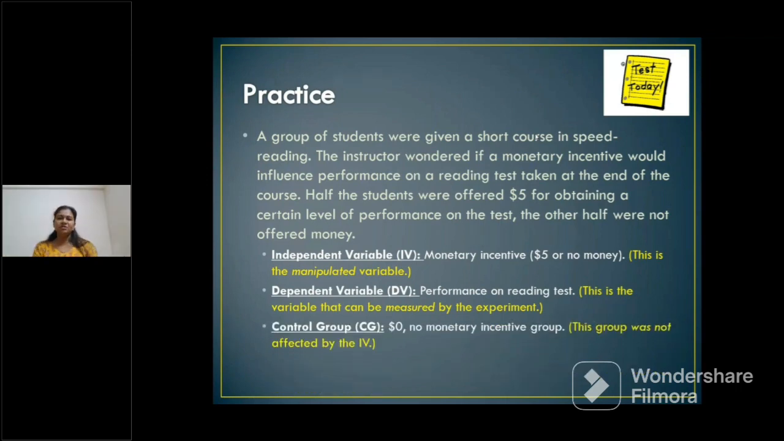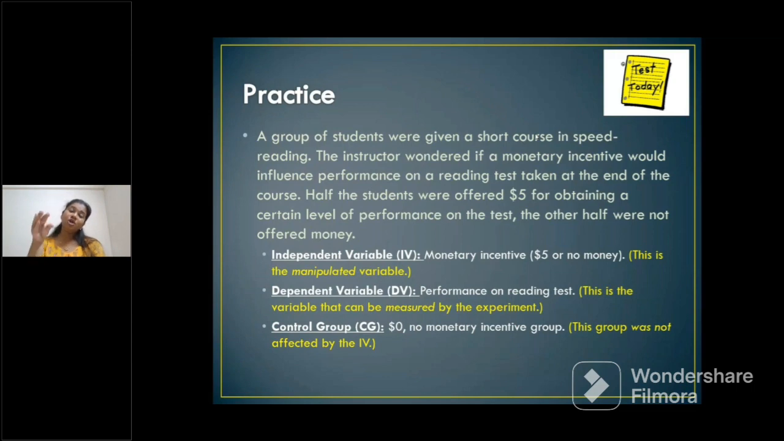A group of students were given a short course of speed reading. Say, for example, you all are a group of students who have been given something to read. You have to read it in a speedy manner. The instructor is wondering if a monetary incentive would influence the performance. Say the instructor has said that students who read this much will get so and so amount of money. Half of the students were offered $5 for obtaining a certain level of performance in their test, and the other half were not offered any money.